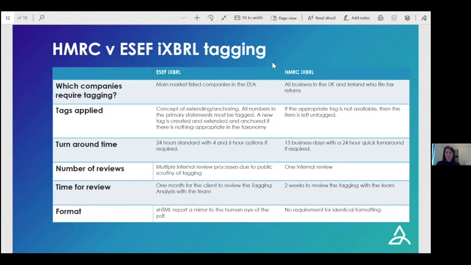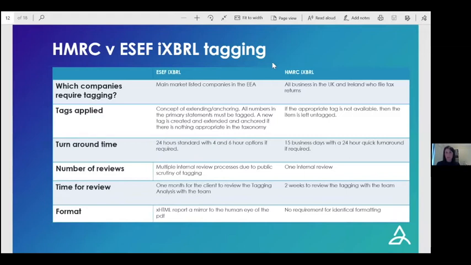Turnaround times, so for ESEF, we offer a 24-hour standard turnaround time with 4- and 6-hour options, with out-of-hours options for those businesses that require them. For the HMRC tagging, it's a 15 business day turnaround, so there's a very different sense of urgency for that tagging from our perspective.